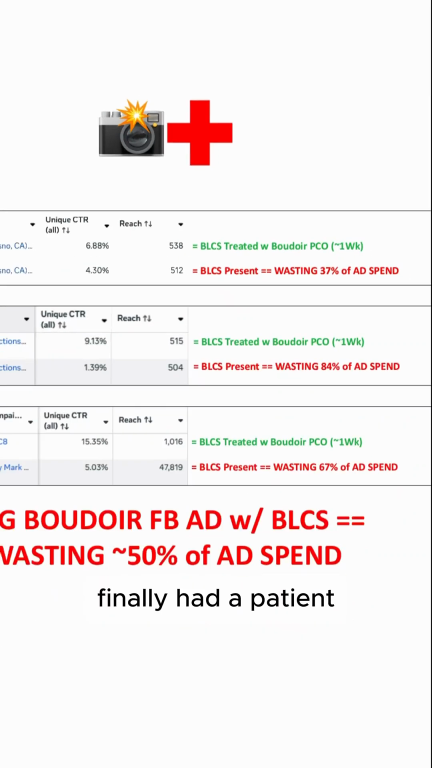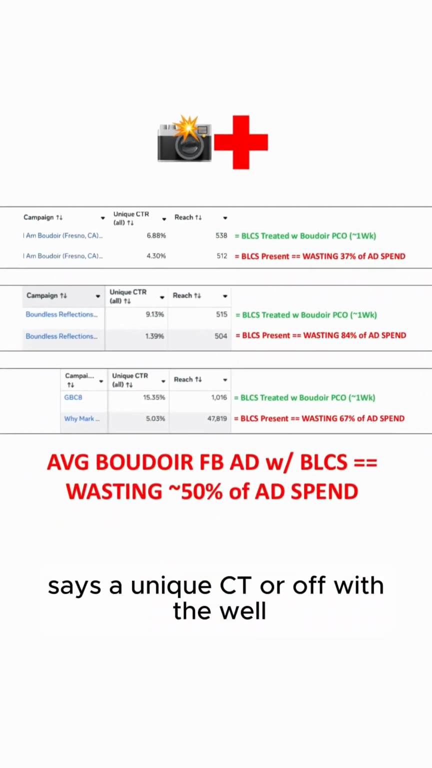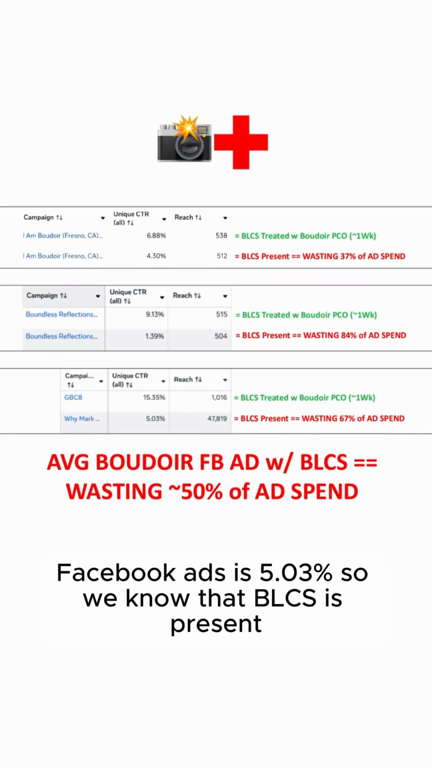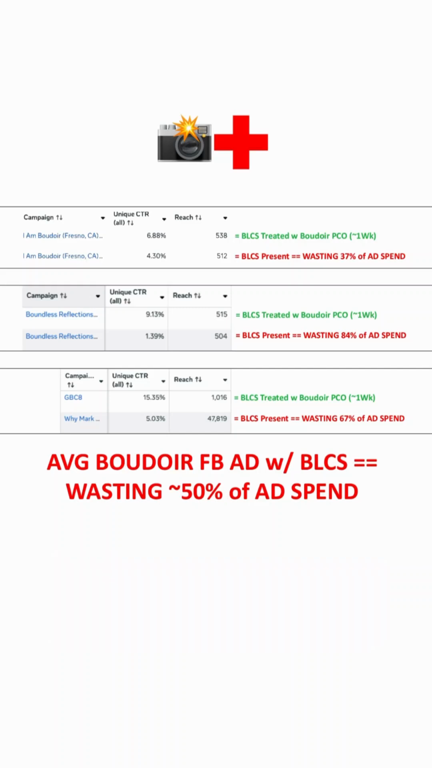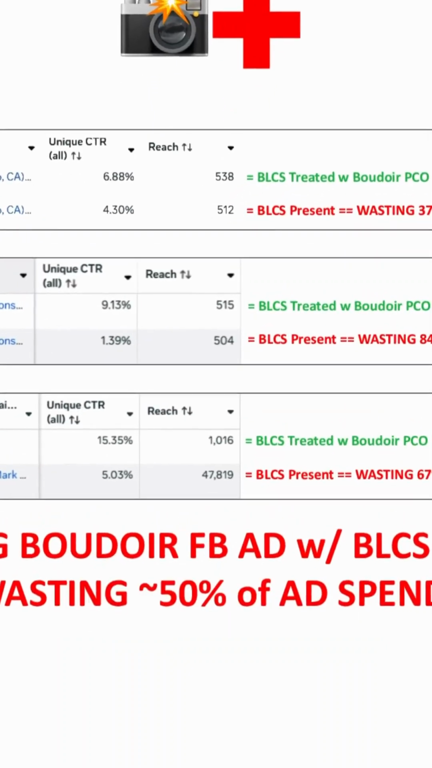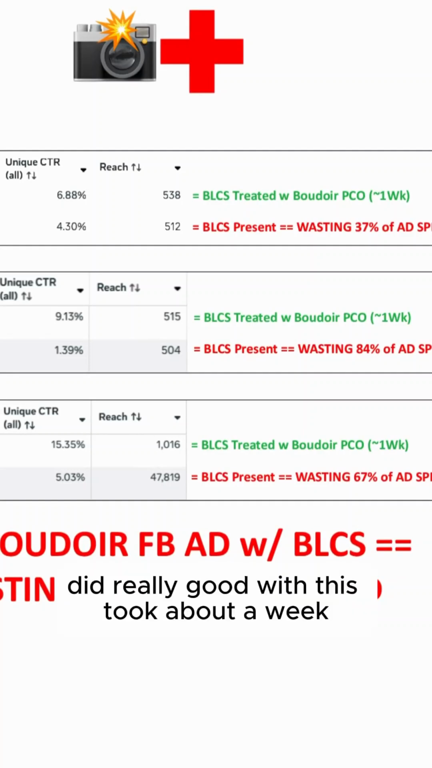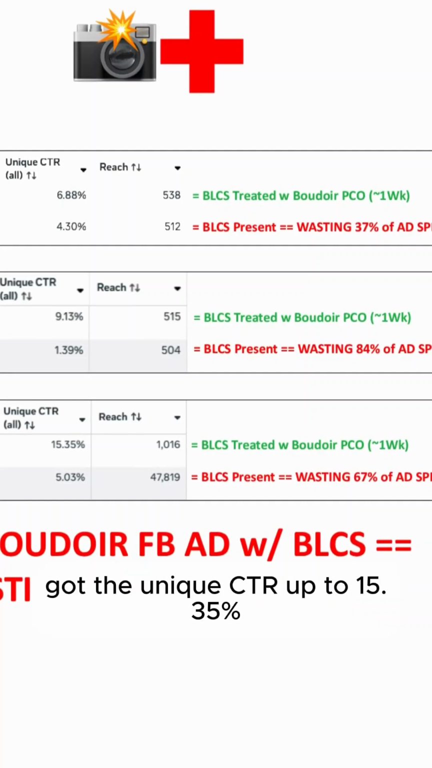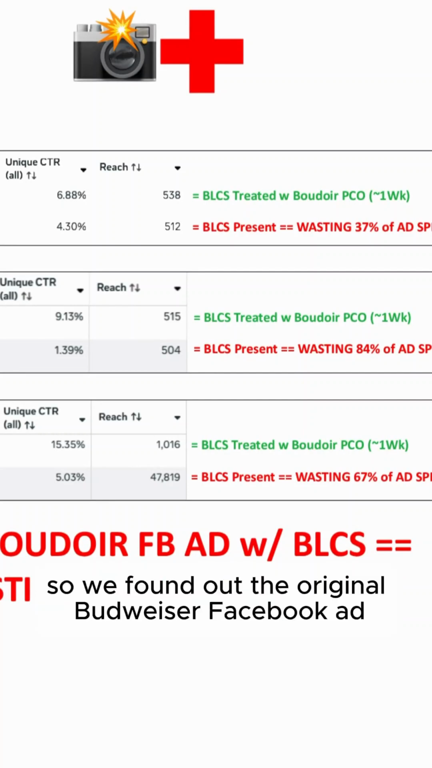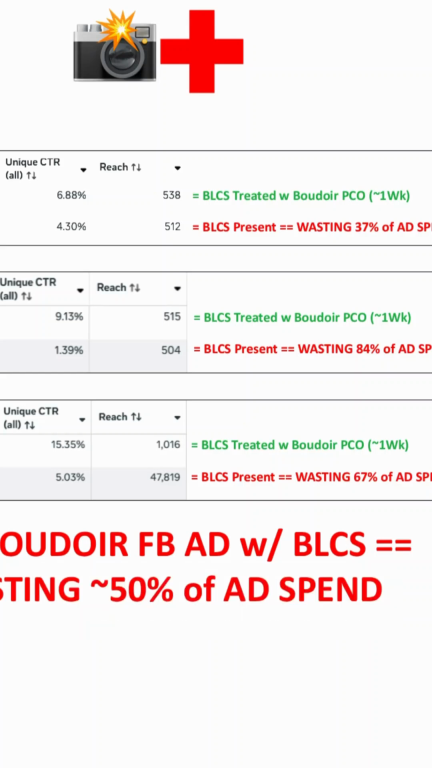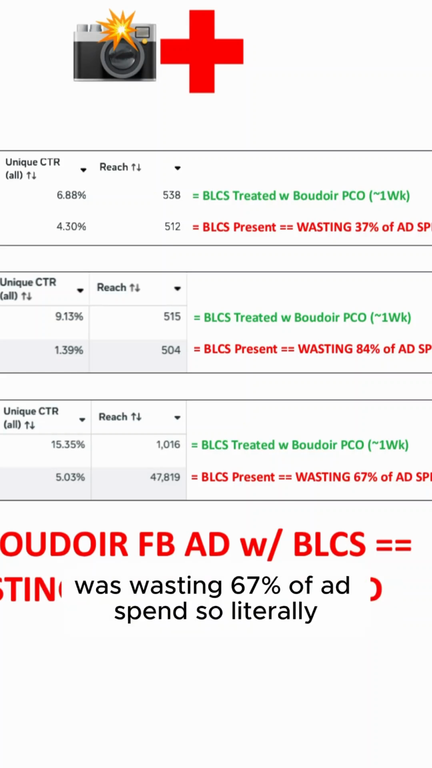Finally, I had a patient who said the unique CTR of his Boudoir Facebook ads is 5.03%. So we know that BLCS is present. When unique CTR is under 6%, that's Boudoir low click syndrome. So we treated this one with Boudoir Pico as well. Did really good with this. Took about a week, and we got the unique CTR up to 15.35%. So we found out the original Boudoir Facebook ad was wasting 67% of ad spend.